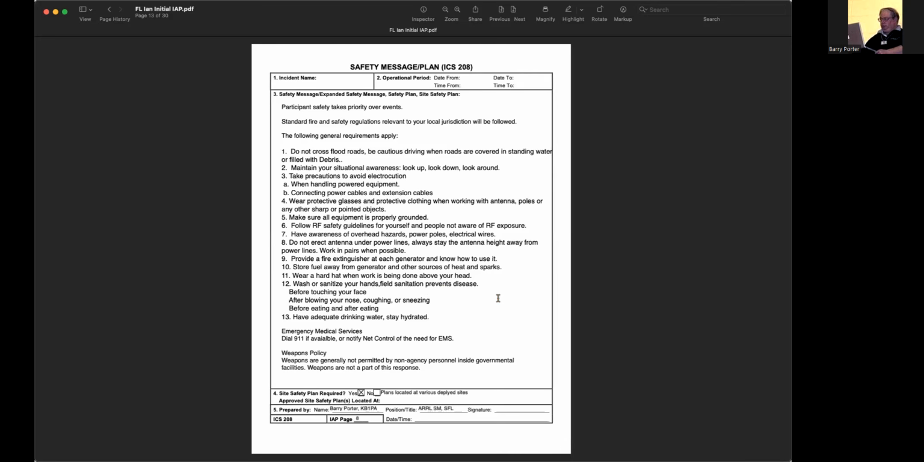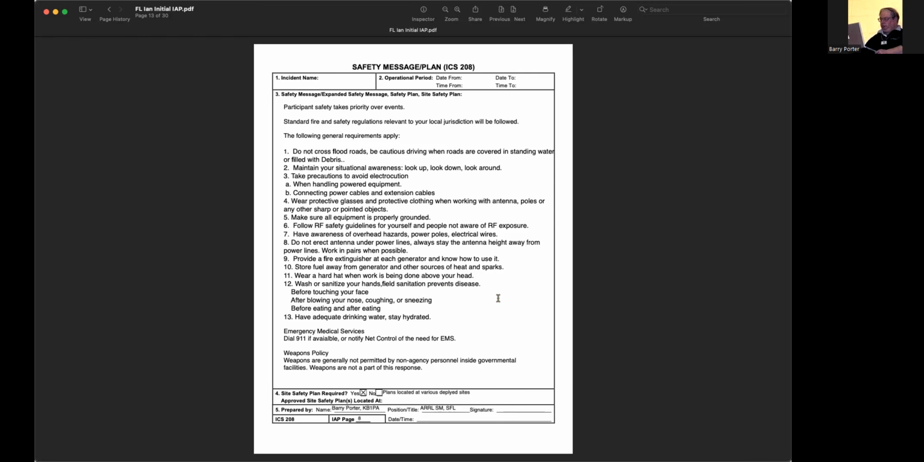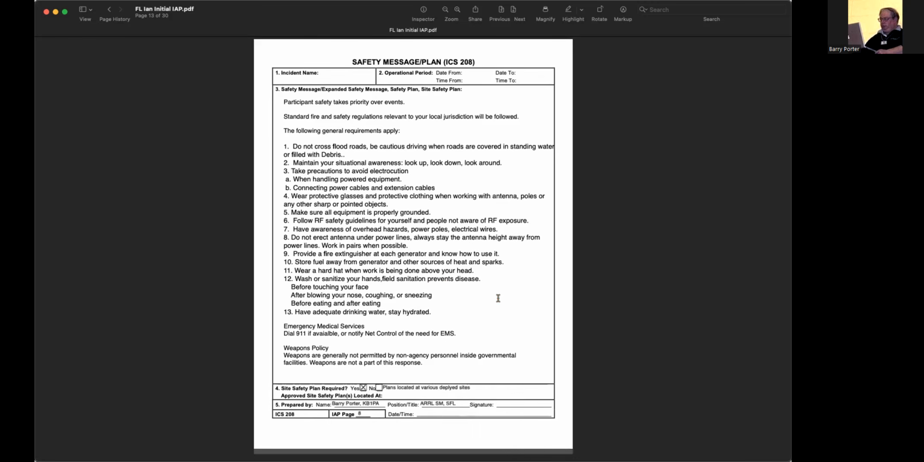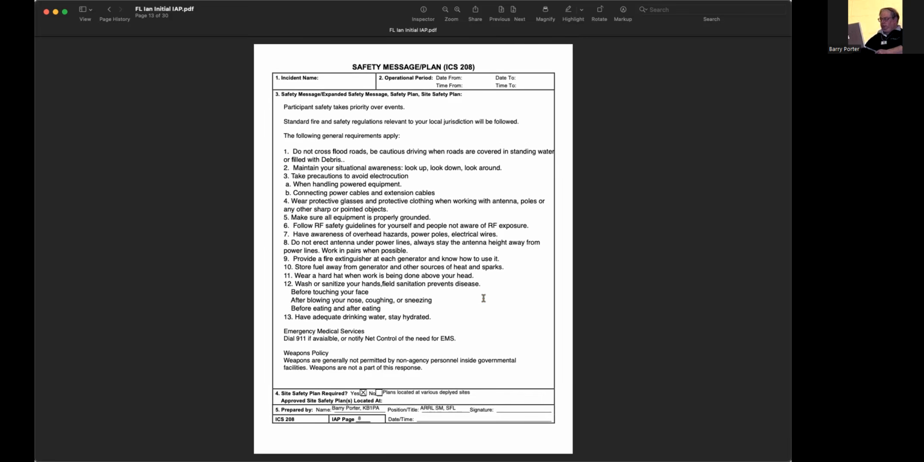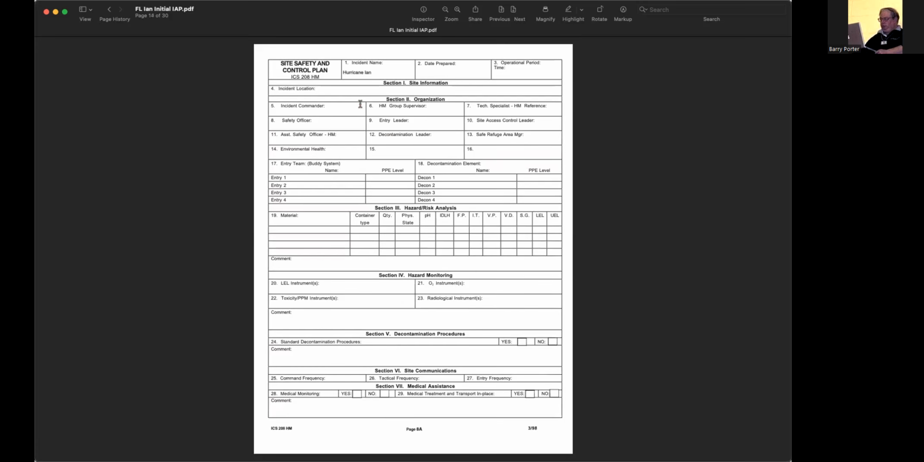Know if you have to dial 911 to get emergency medical care, or notify net control of your net if you need to get EMS. And weapons in Florida are not permitted by non-government agency personnel in any governmental facilities, and weapons aren't part of this response. This is a safety control plan if you were in a specific place.